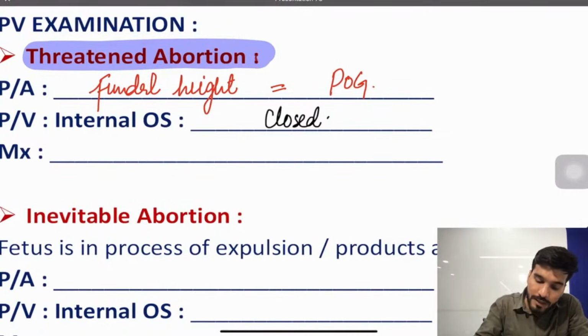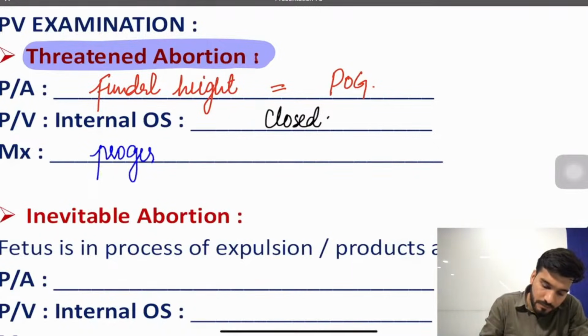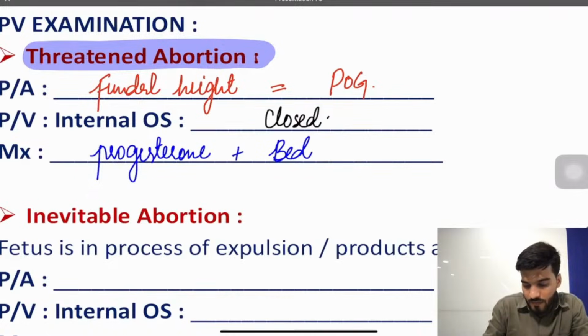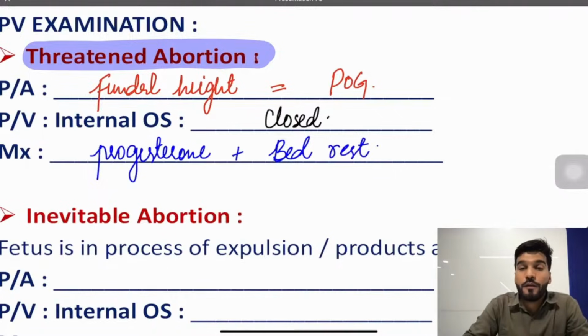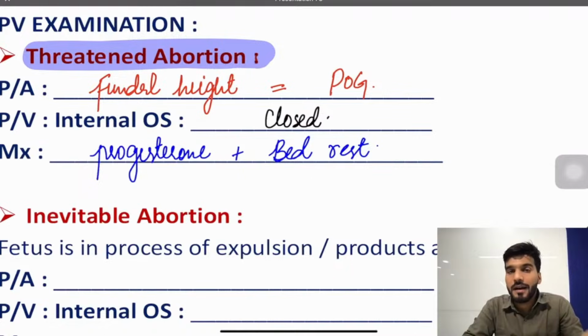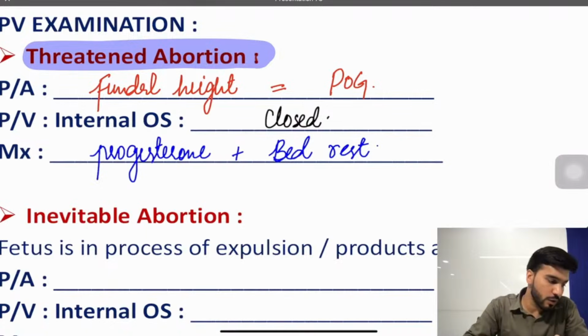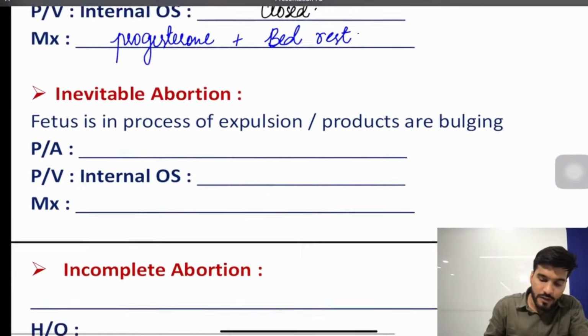What will be the management for that particular condition? We are giving progesterone plus bed rest. So the management of a patient having a threatened abortion is progesterone plus bed rest. There is nothing wrong. The fundal height corresponds to the period of gestation or period of amenorrhea, and the os is closed. Second one, inevitable abortion.